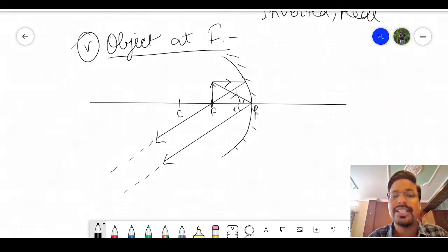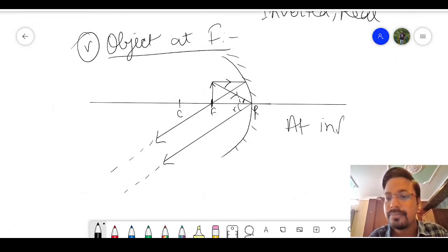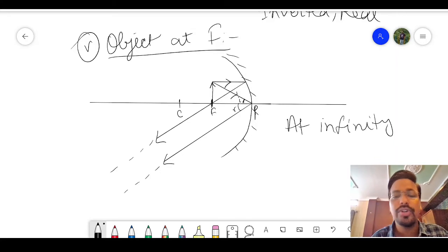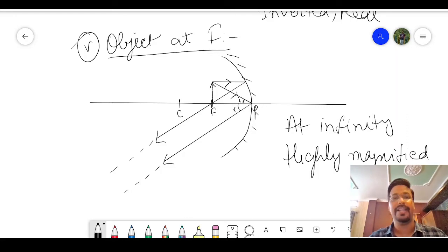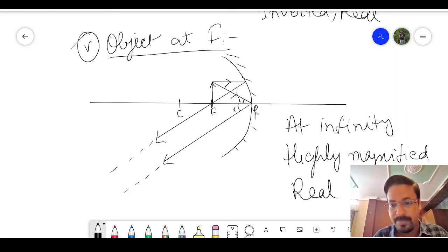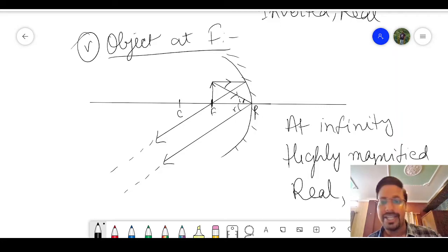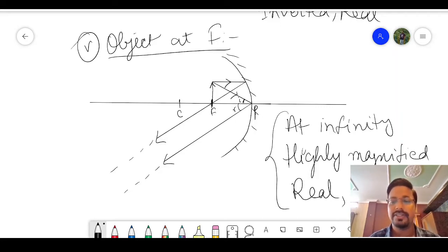So what happens to the nature of the image? The image will be at infinity. As we don't know what is going to be the size, meaning when it will meet, it is assumed that the size will be highly magnified. Highly magnified means it becomes very big. And finally it is going to be a real image. And yes, it will be inverted, of course. So real and inverted, these are the features.